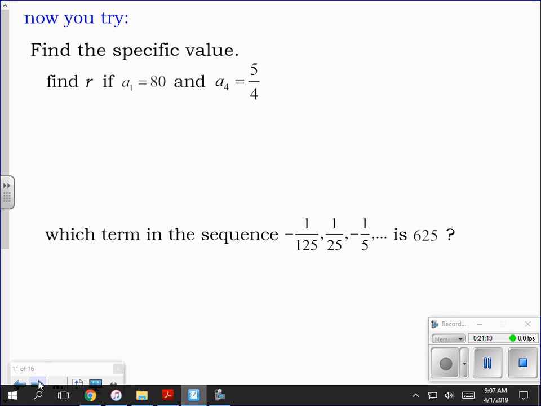Your turn. Do those two. The top one should be easy. The bottom one, not as much.